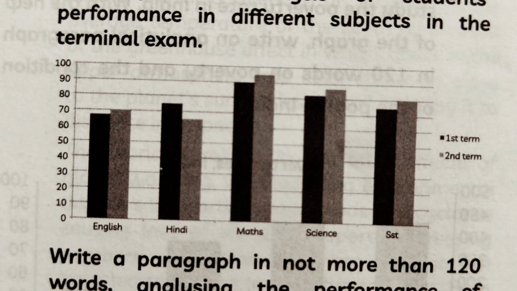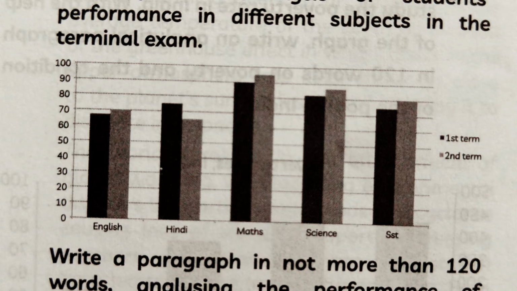In Hindi, you see, in the first terminal examination the performance of students is very fine, but in the second terminal examination the graph is very low, because you can see the number on the y-axis, 70. In Hindi, the first terminal examination graph is very good, the second terminal is less good. That is above 70, this is above 60 performance.